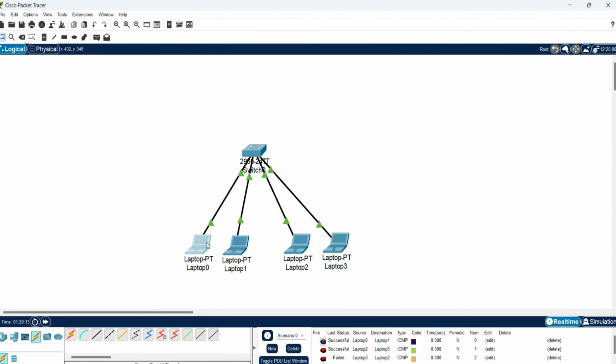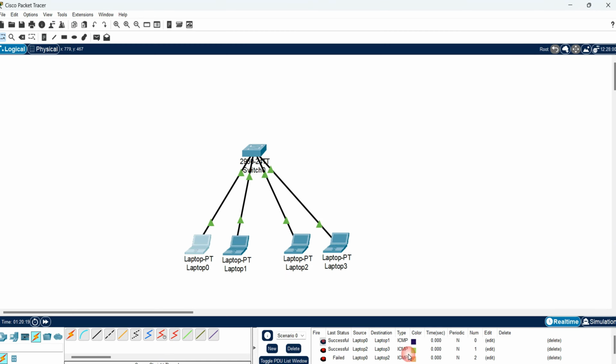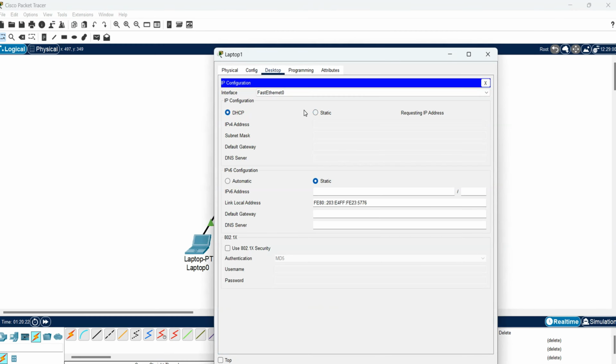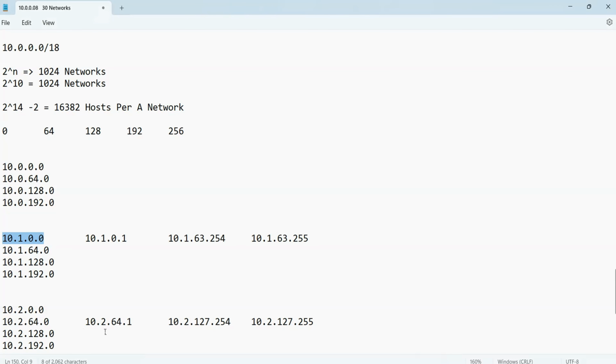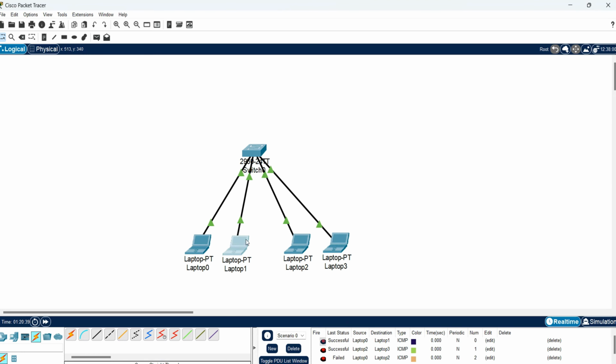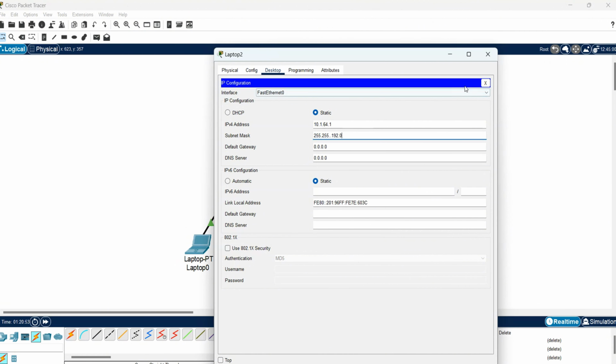So 10.1.0.1. Okay, good. What is the next one? 10.1.63.254, right? So that's the number I'm putting. And of course, I have to put 255.255.192.0. All right. Okay. And then there you go. This one, 64.1. Let's put that number, 10.1.64.1. Now I'm going to update the mask, 255.255.192.0. All right.